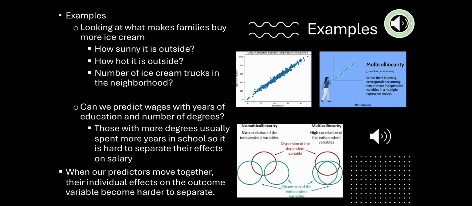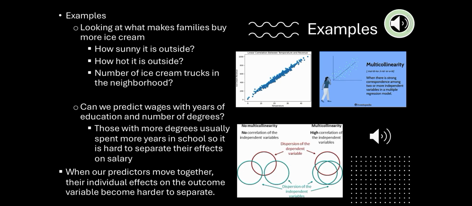So, our first one. Think about looking at what makes families buy more ice cream. Some stuff we might consider: how hot it is outside, how sunny it is outside, and maybe the number of ice cream trucks in the neighborhood. What's tricky about this is sunny days and hot days often happen together. So those two variables overlap and move together. This is multicollinearity. So it's very hard to predict which one really matters when you're thinking about ice cream sales.